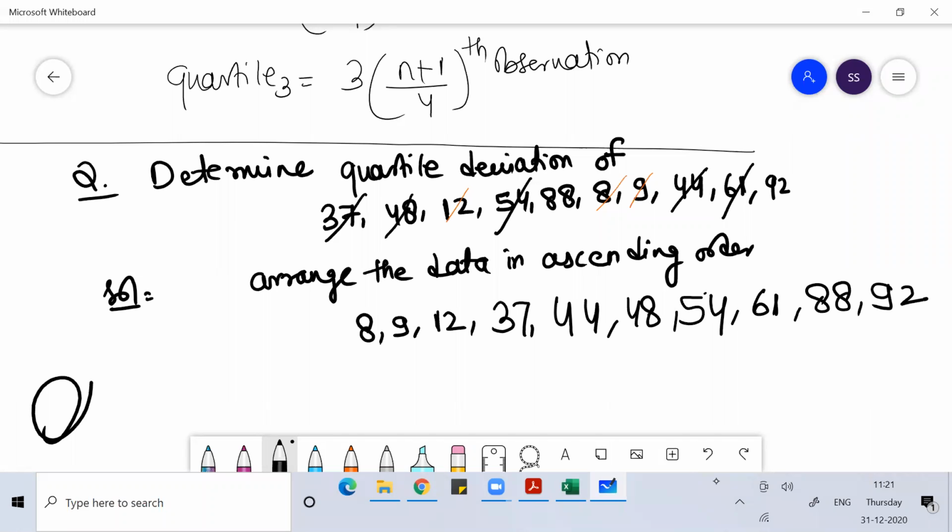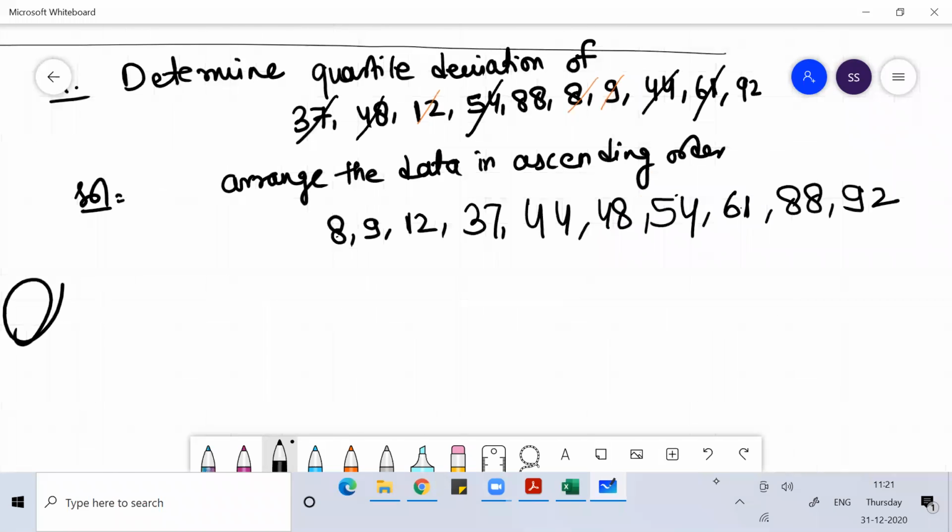So you will arrange the data in ascending order. Let me count first just to confirm: 1 2 3 4 5 6 7 8 9 10. Okay, fine. So I have arranged the data in ascending order. Once I have arranged the data in ascending order, the median we already did, then quartiles.